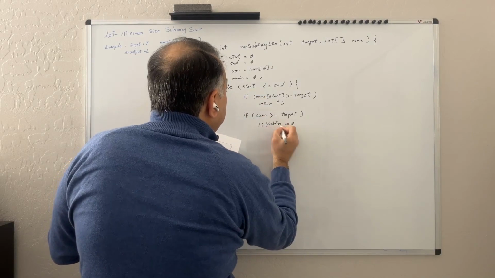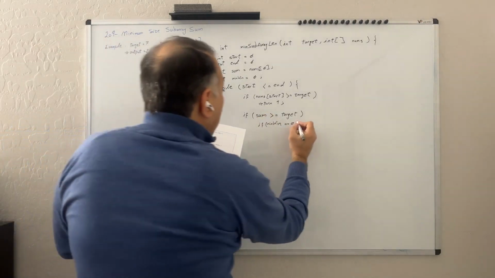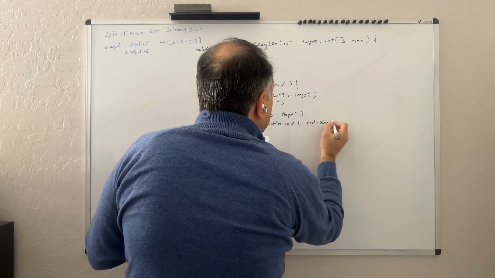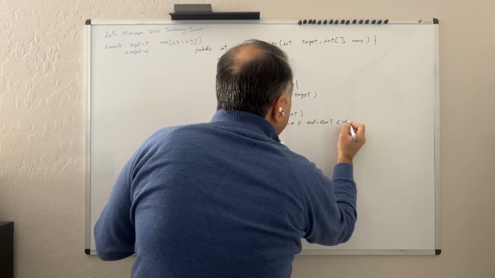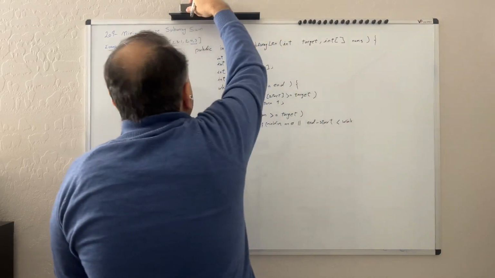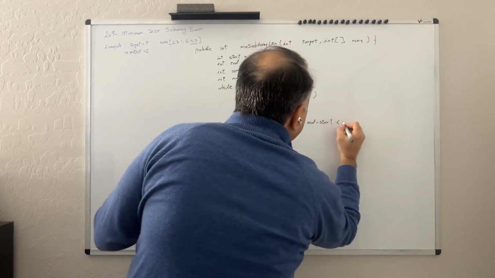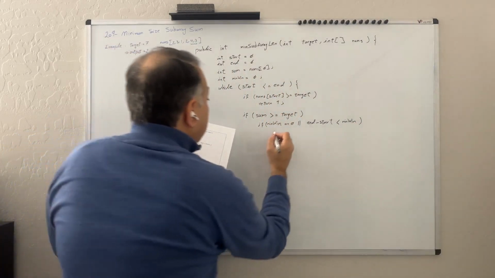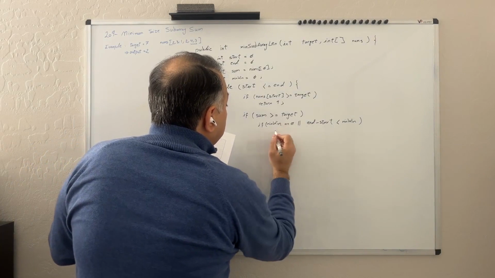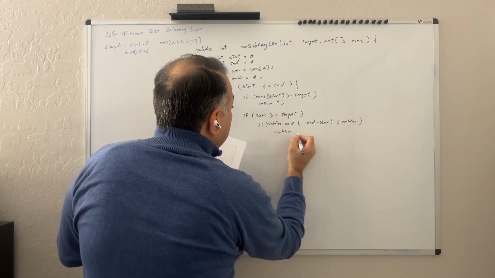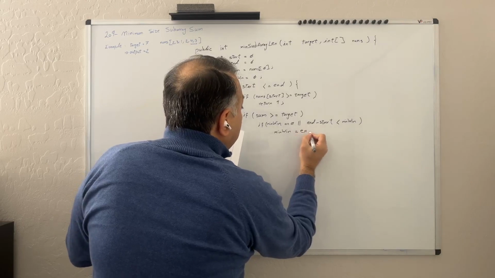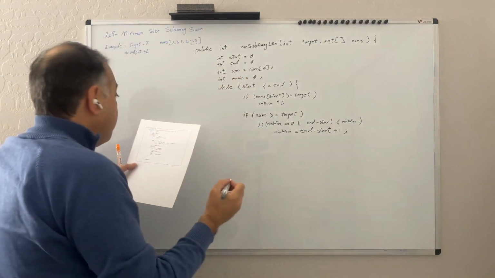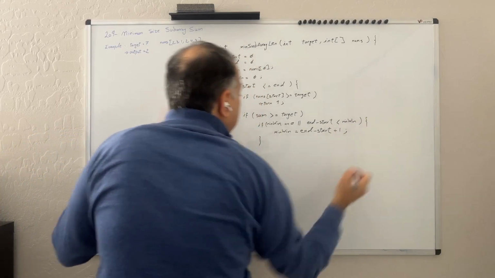minimum window. If minimum window equals 0 or end minus start is less than minimum window, we are going to set the minimum window equal to end minus start plus 1. This is for this one.